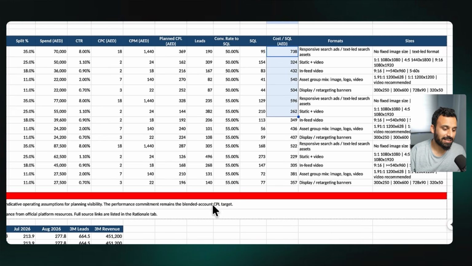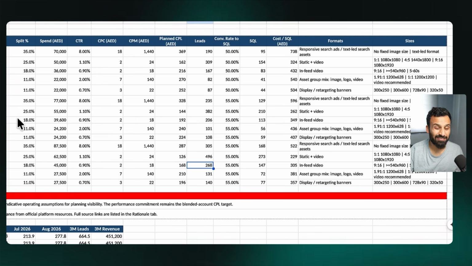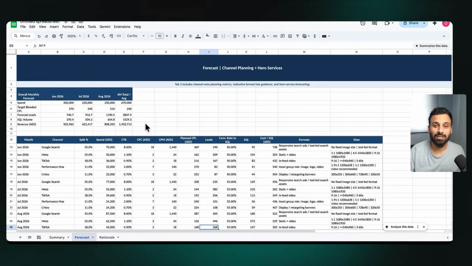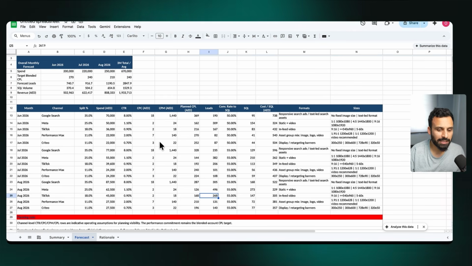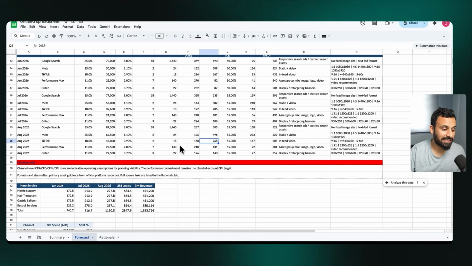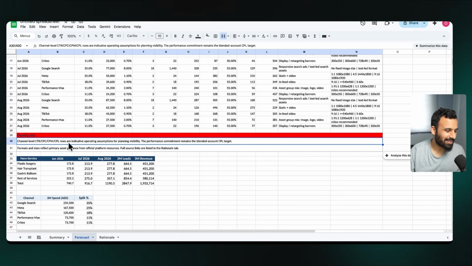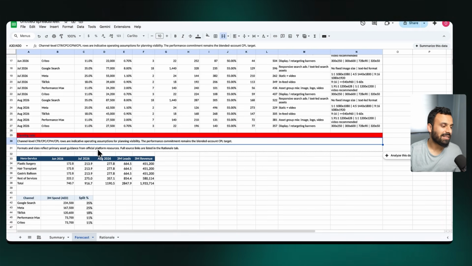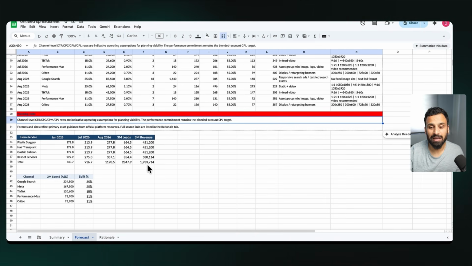Okay, cost per SQL, it has calculated also. Formats and sizes. This is great actually. I would give it 8.5 out of 10. This is a lot of work. Maybe you need to update some numbers if you want it to be more accurate. This is a very good, a very decent media plan. Channel level CTR rows are indicative operating assumptions. Yeah, we used to add this. We always add this, that these are biddable formats, so these are estimates. Actually we can have lower or higher.